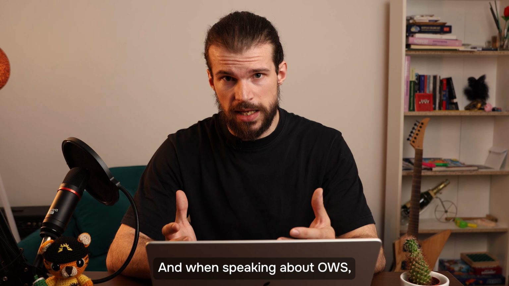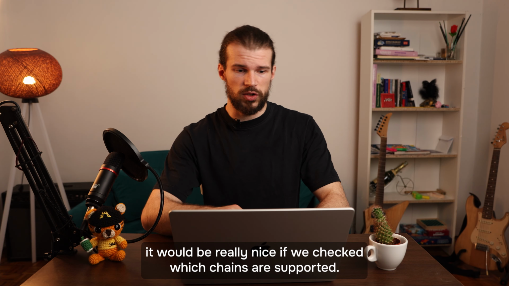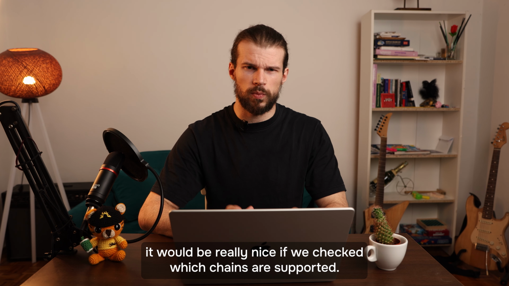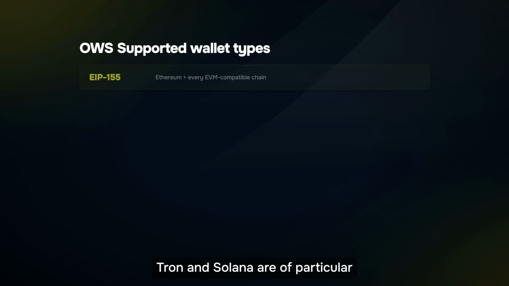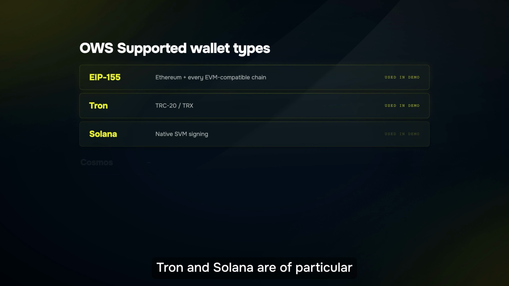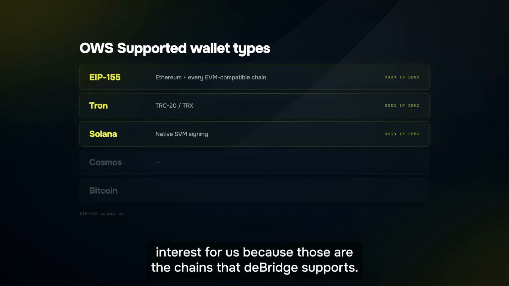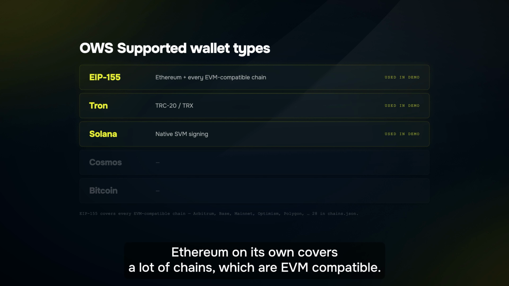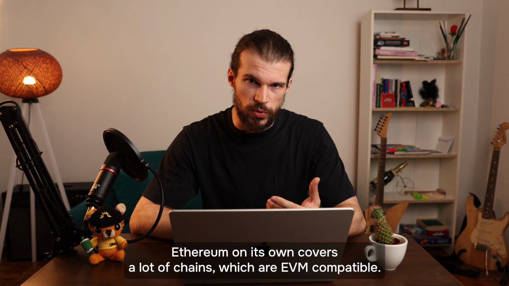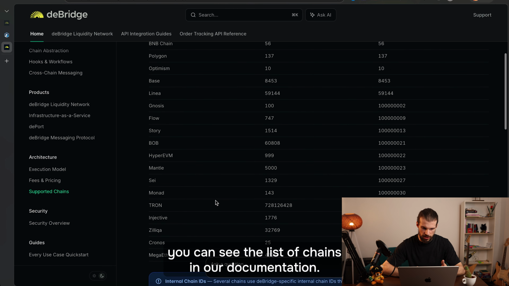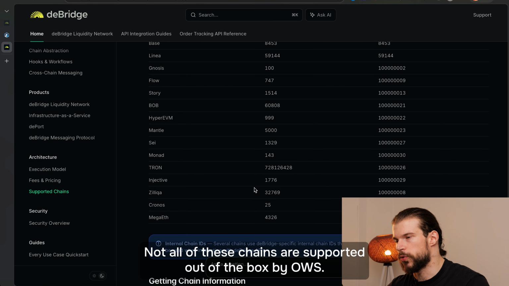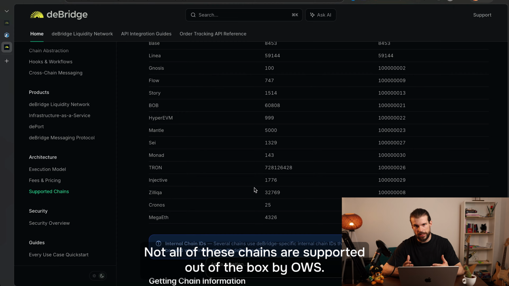And when speaking about OWS, it would be really nice if we checked which chains are supported. Here we see a list of wallets. EIP 155, Tron, and Solana are of particular interest for us because those are the chains that deBridge supports. Ethereum on its own covers a lot of chains which are EVM compatible. You can see the list of chains in our documentation. Not all of these chains are supported out of the box by OWS.